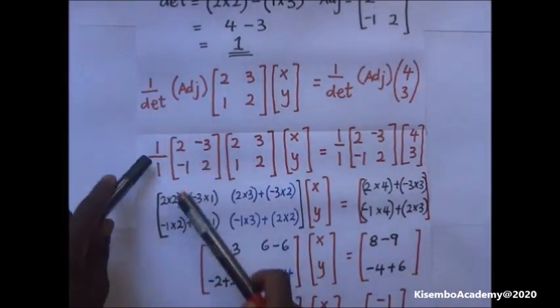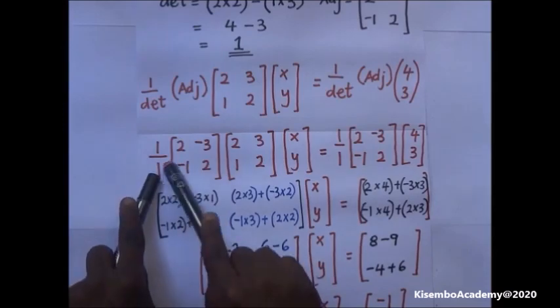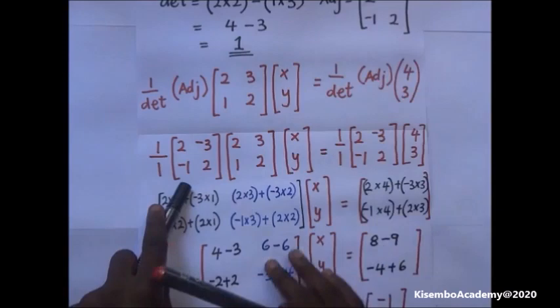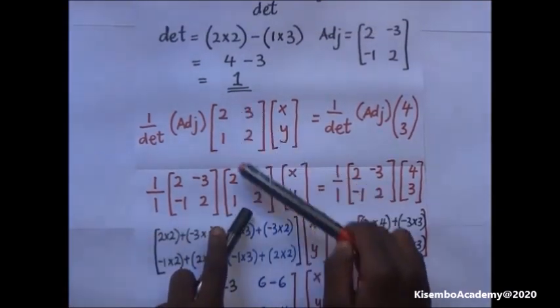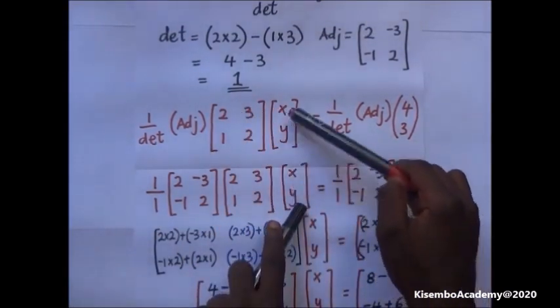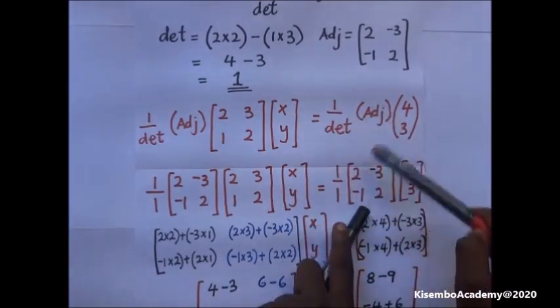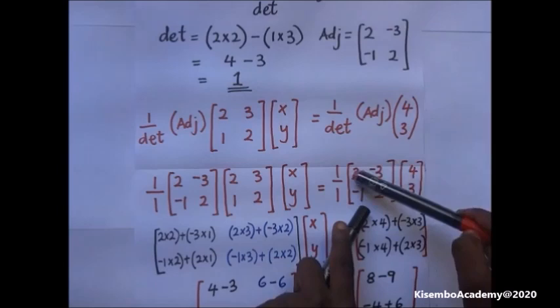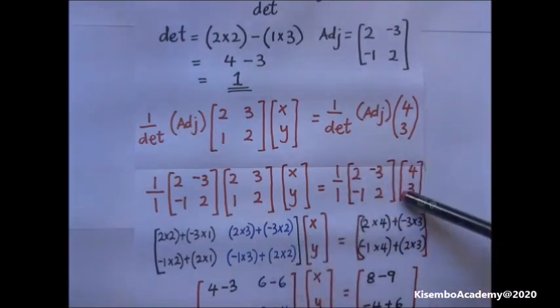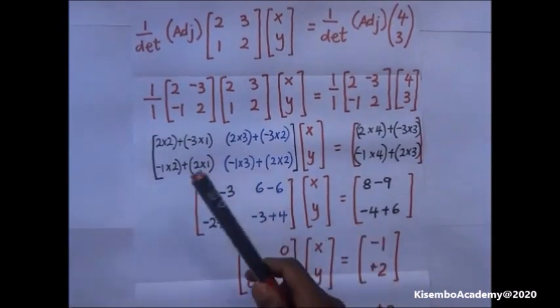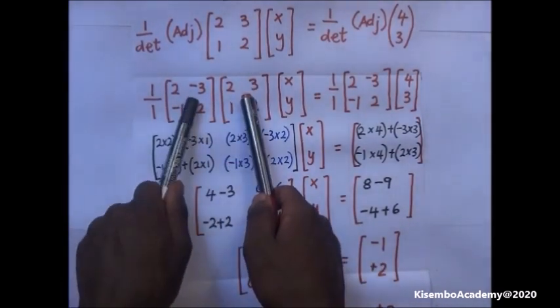So 1 over determinant is 1 over 1. 1 is the determinant times the adjoint, which we already got here, times this, times that, is equal to 1 over determinant, which is 1 over 1, times our adjoint, which we already got as 2, -3, -1, 2, times 4, 3. Then the rest is math. So we multiply this by that.